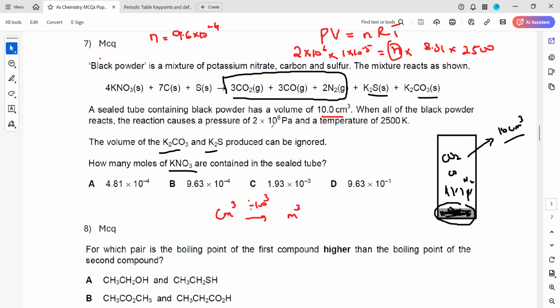Now, what is the ratio between the gas and the potassium nitrate? From the equation, the total moles of gas is 8 for 4 moles of potassium nitrate, so the ratio is 4:8. So if we have this many moles of the gas, how many moles of potassium nitrate will there be? Just cross multiply. It will be half of it, because the ratio is 1:2.